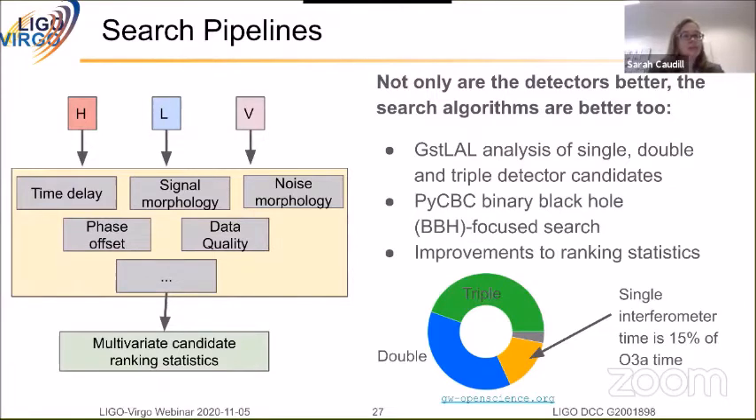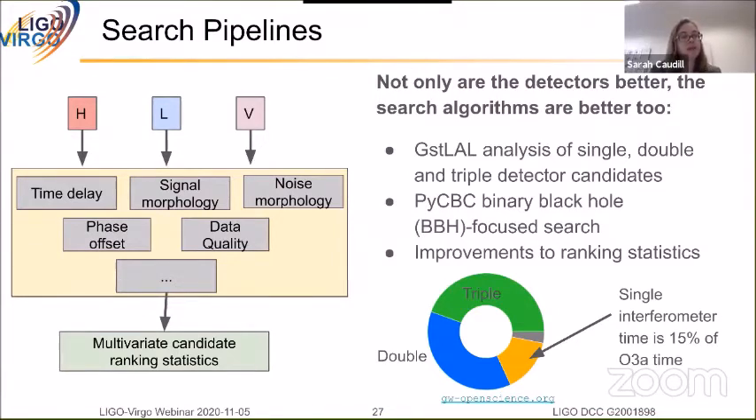So beyond the initial trigger from the match filter or the power in the time frequency domain, each search pipeline actually employs a series of additional steps that better enable us to distinguish real gravitational wave signals from false alarms. These steps could include a time delay or a phase offset check between triggers in the different detectors, tests against expected signal or noise morphology, inclusion of data quality like Derek mentioned, as well as other statistical tools. And all of this information is then used to construct a multivariate ranking statistic by each search for each candidate.